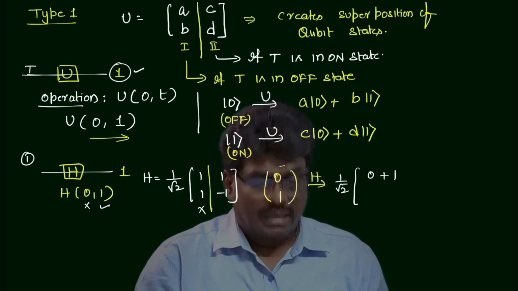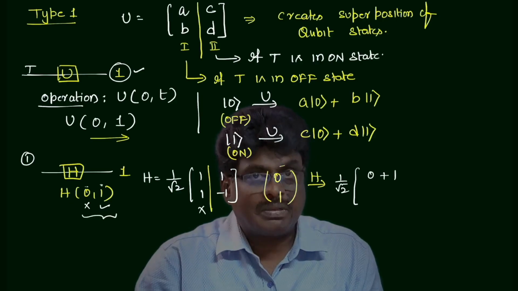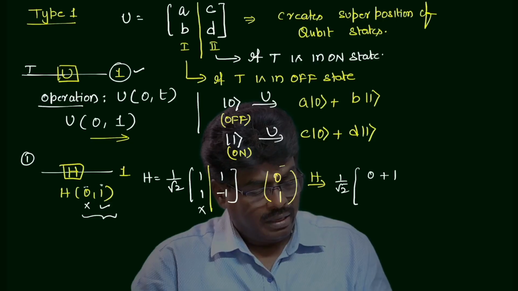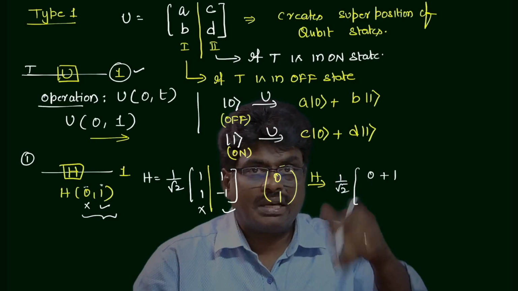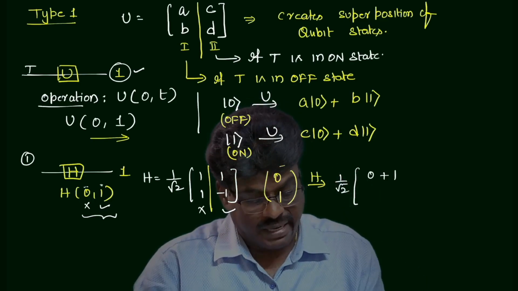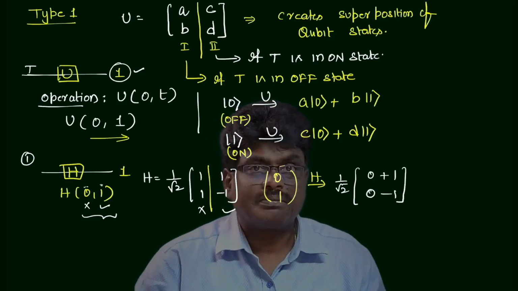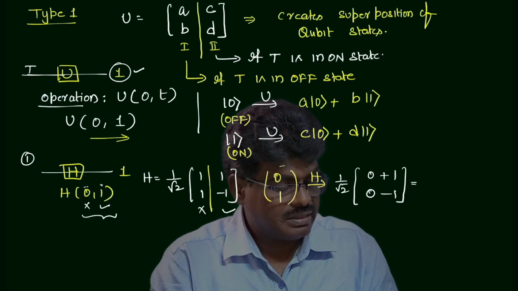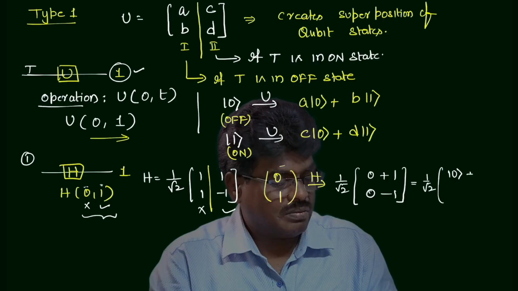Remember, this operator always creates the linear superposition of these two decimal states. These are not binary, please remember, decimal only. And the second one, this 1 stands for on state. That's why I have to use the second column. That's why it creates a superposition of 0 and 1, but now it becomes 0 minus 1. If you want to write this in the ket notation, this is nothing but 1 over root 2 of |0⟩ plus |1⟩, and this is |0⟩ minus |1⟩.